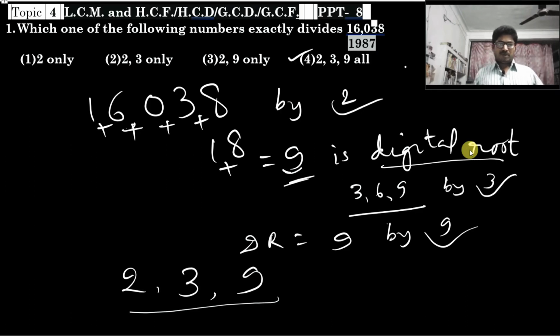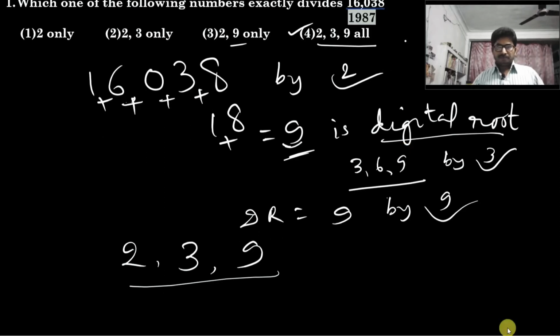Without observing all options, we can't decide on the first option. So it is divisible by 2 only, not others. That's why we have to try the next also, 2, 3 only. These are also divisible, but not only 2, 3. We check with 9 also. So 2, 3, 9, all. That's why we have to choose the fourth option.